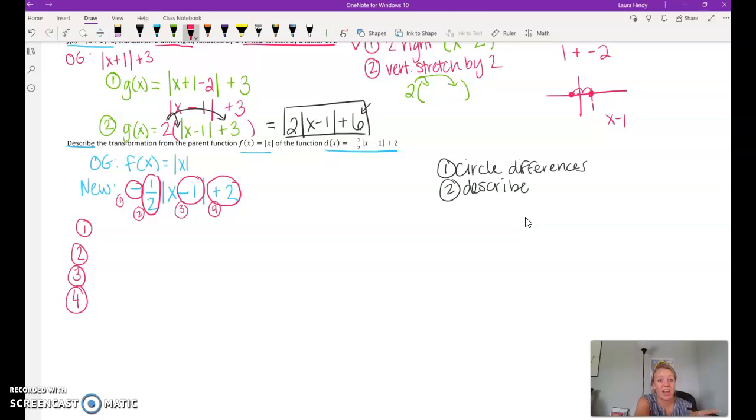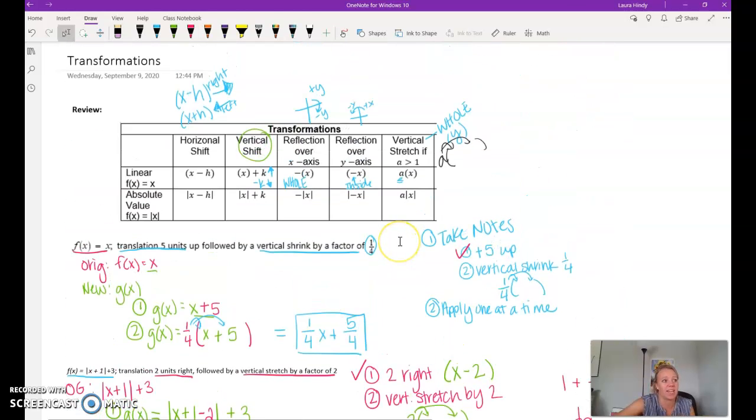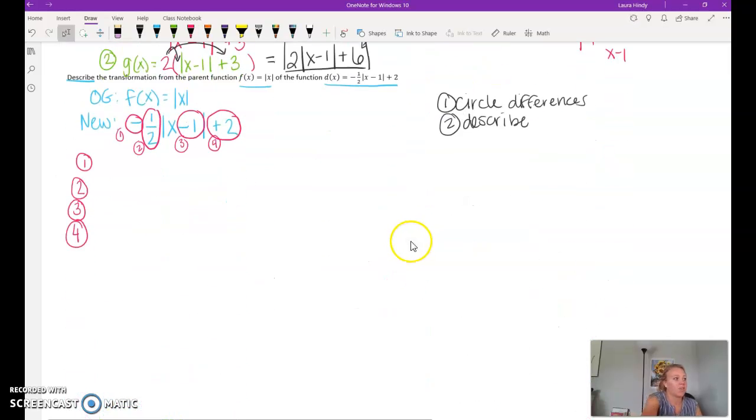Anytime I see a negative out front, I want you to think reflection. Reflection is what creates that negative. So notice again, the reflection over the x-axis, that negative is out front. That means I'm reflecting over the x-axis. Okay, I have something else out front, and it's a 1/2.